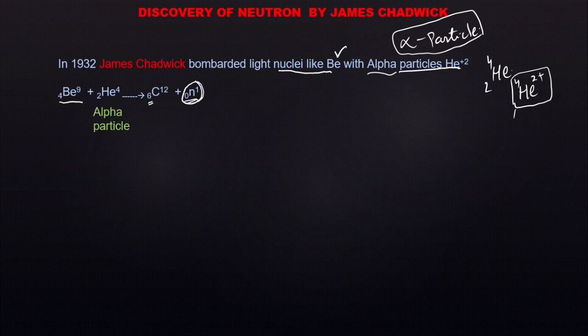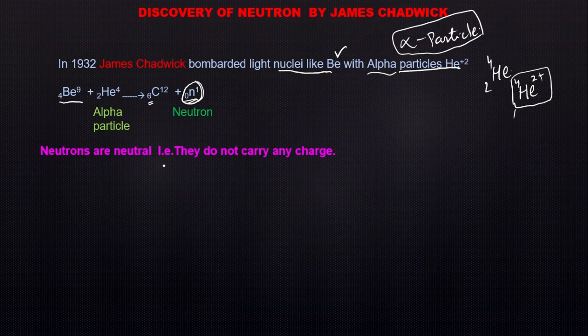Then neutrons were tested against an electric field and a magnetic field, but surprisingly they did not get deflected either way. That means neutrons are neutral. They do not carry any charge, no positive charge, no negative charge. So this 0 at the subscript indicates its charge, and this 1 on the superscript indicates its mass.